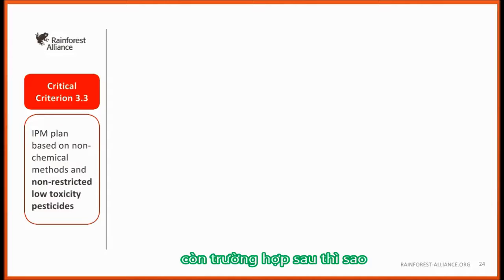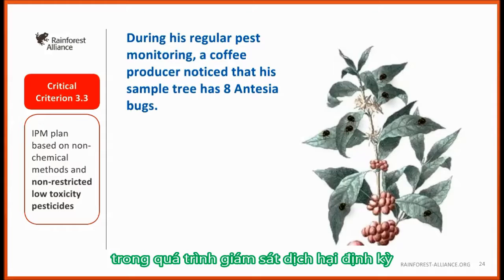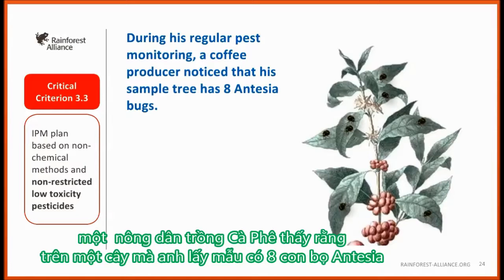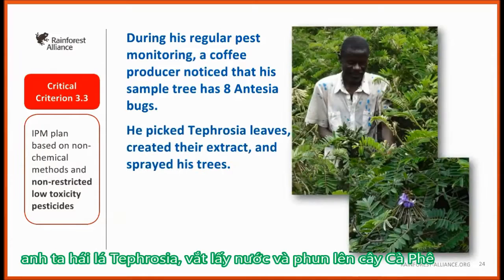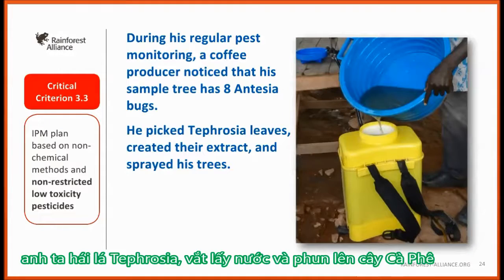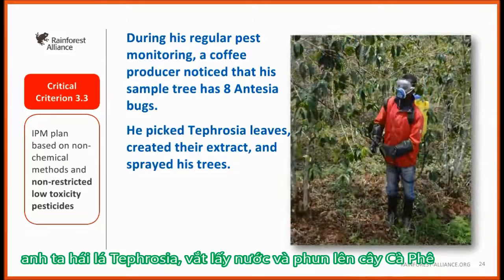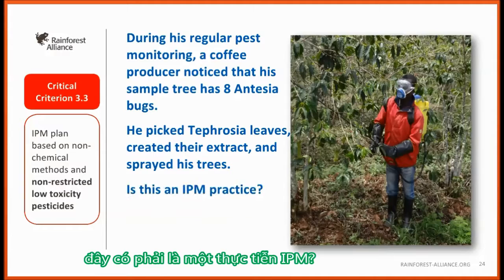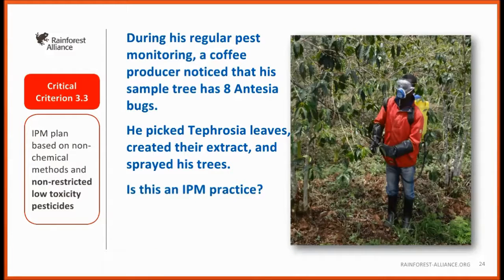What about this case? During his regular pest monitoring, a coffee producer noticed that his sample tree has 8 Antestia bugs. He picked Tephrosia leaves, created their extract, and sprayed his trees. Is this an IPM practice?